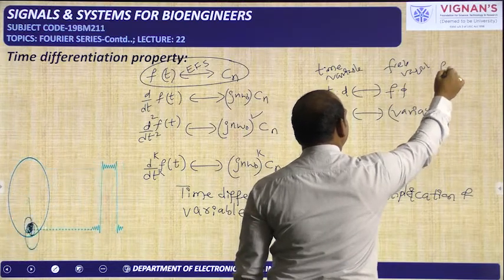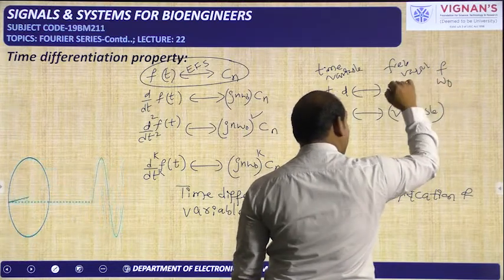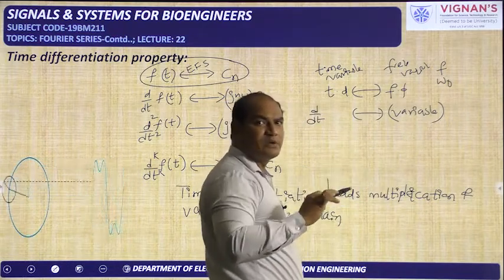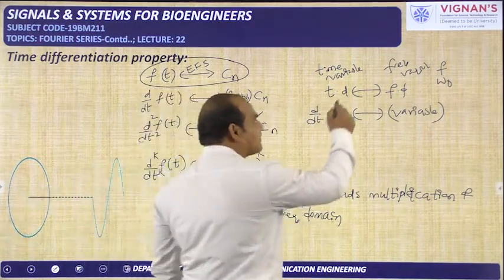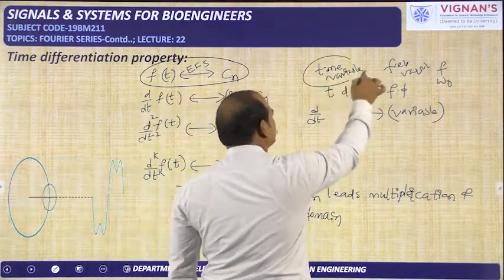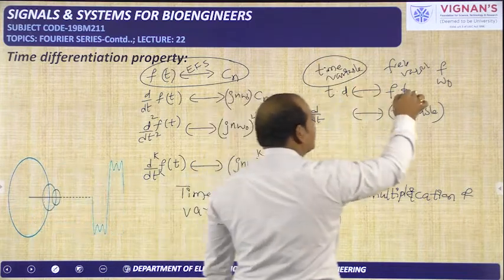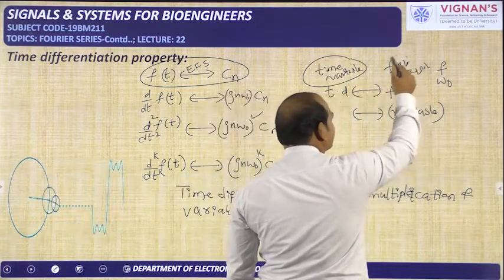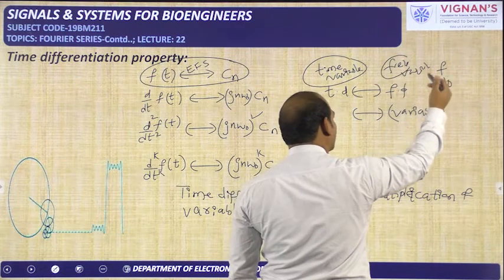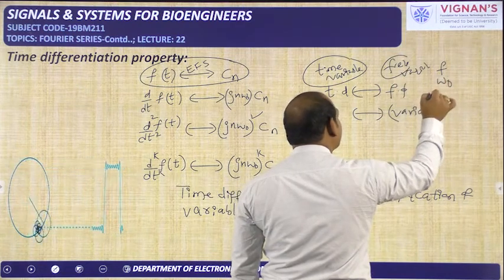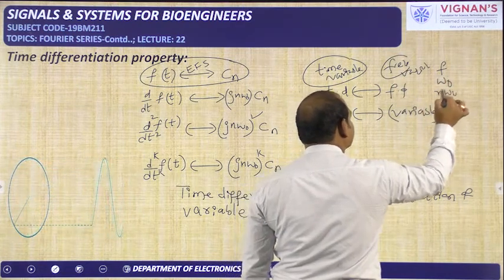Frequency is represented with f or omega naught, because here a discrete spectrum is available. So in the time domain, the independent variable is time t. And in the frequency domain, the independent variable is frequency, represented with f or omega naught. In the Fourier series, the spectrum you will get is the discrete spectrum.